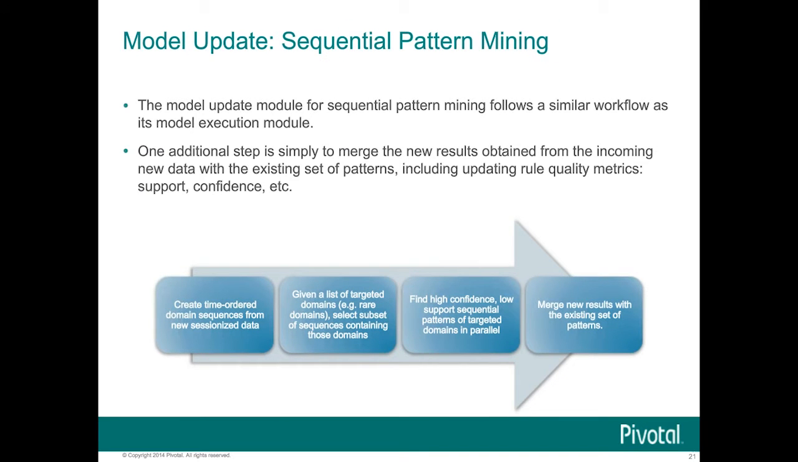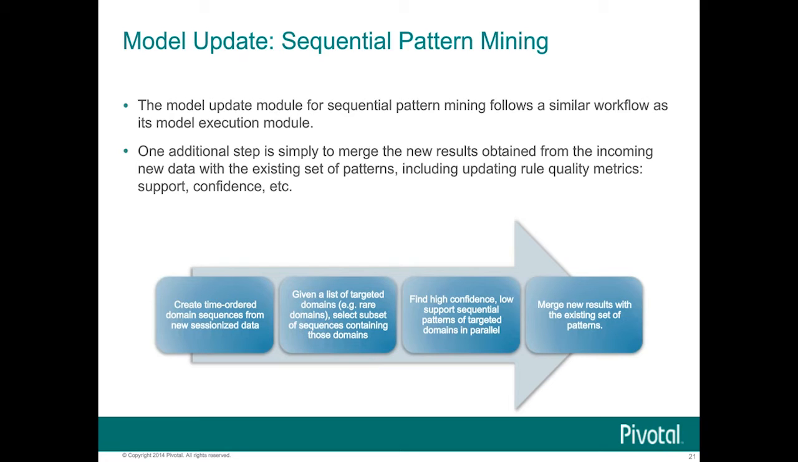So the model update step for this sequential pattern mining approach is a simple update of the sequential patterns. That is, we simply merge the new results obtained from the new data with the existing set of patterns. That implies updating the rule quality metrics like support and confidence. So as you can see, there's just one more step where we merge new results with the existing set of patterns.